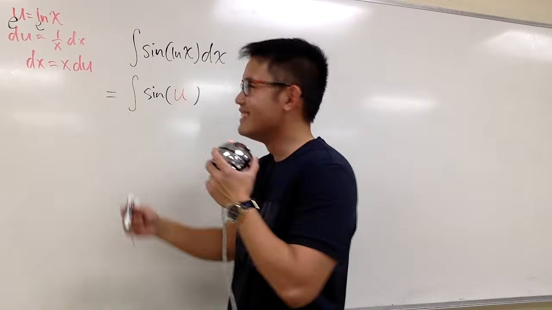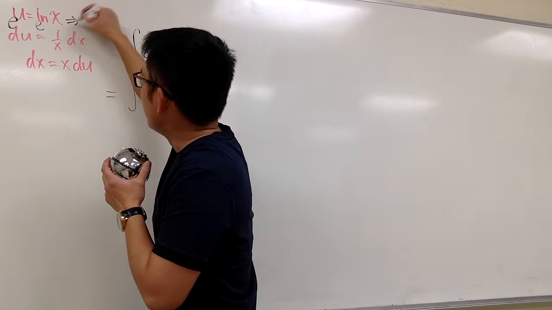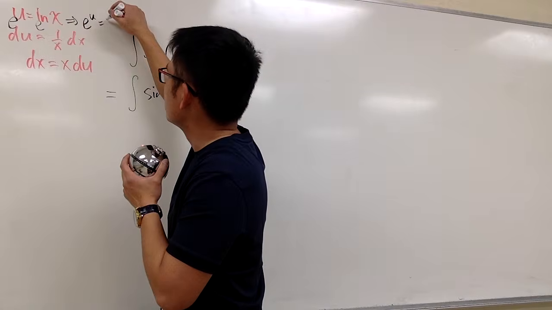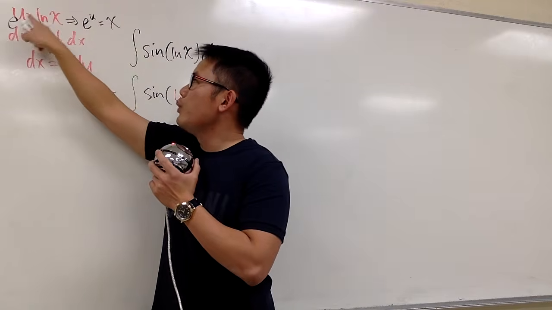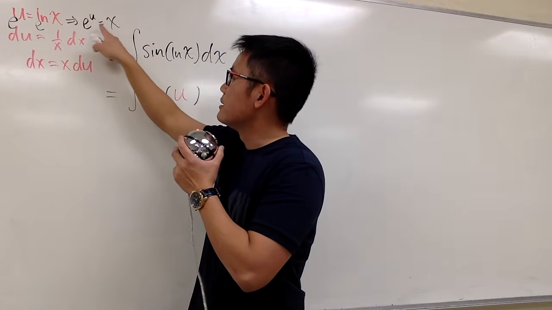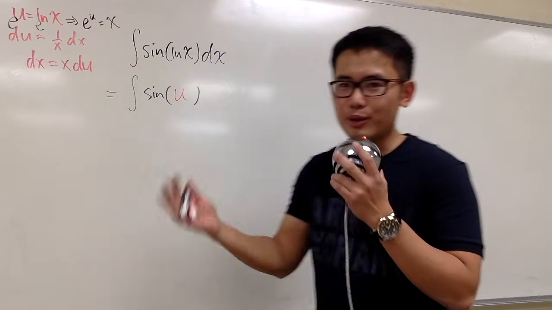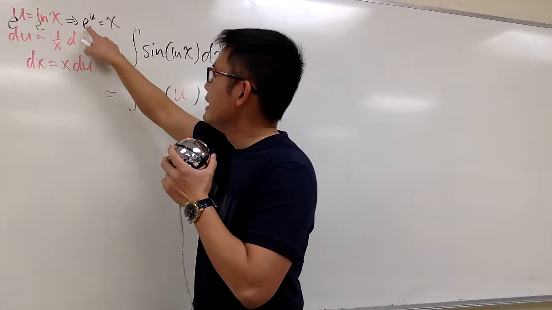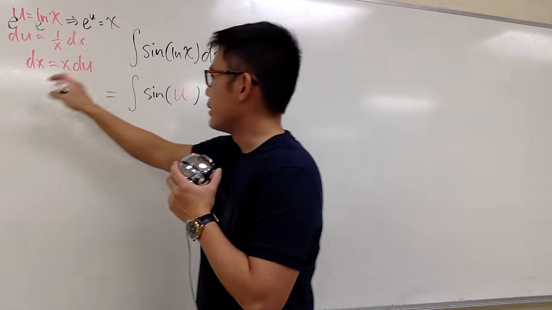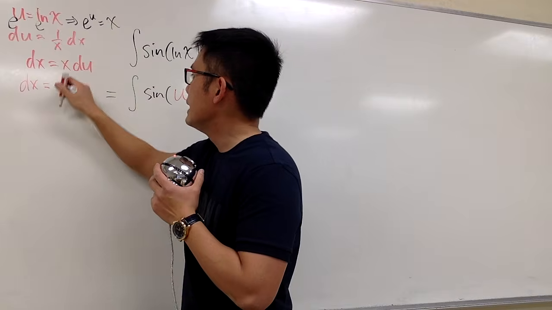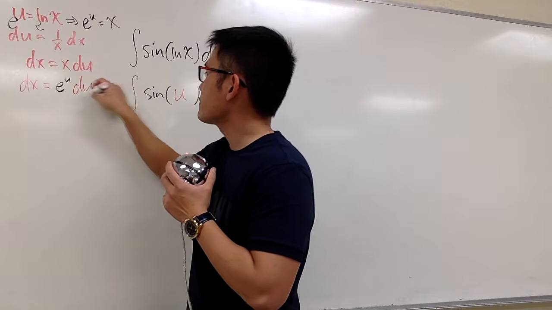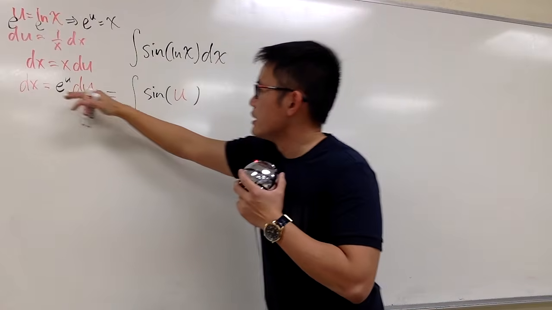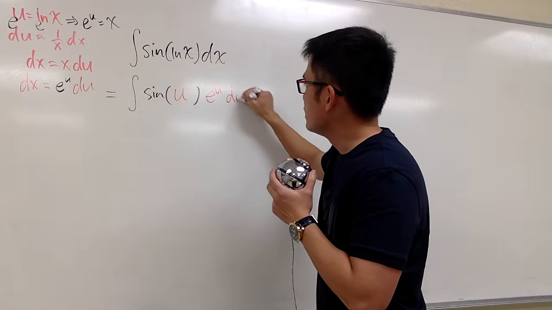So what we can do is exponentiate both sides. We can say e to the u equals e to the ln x, which is just the same as x. If you have u equals ln x, then we know x is the same as e to the u. That's the correspondence between logarithms and exponentials. So this x is the same as e to the u in the u world. Let me write this down. dx will be e to the u du. And this is what I'm going to put right here. dx is e to the u du.